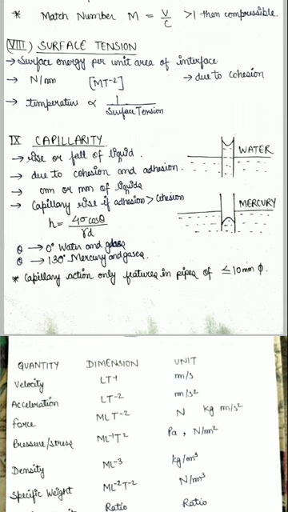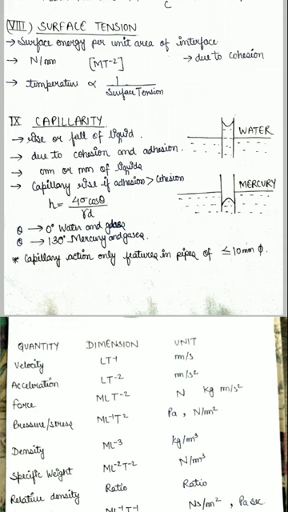Surface tension. Surface energy per unit area of interface. Its unit is Newton per meter and its dimensional formula is M T minus 2. It is due to the cohesion. Temperature is inversely proportional to surface tension.